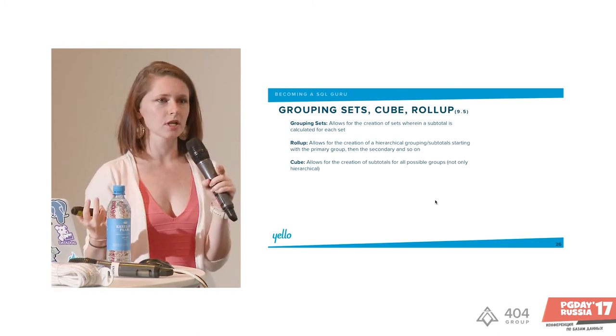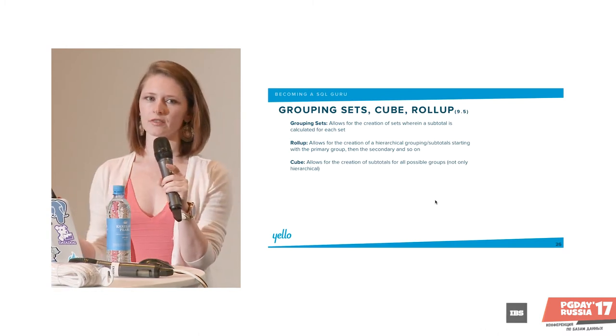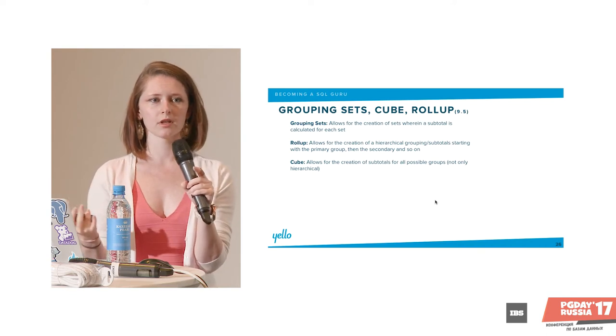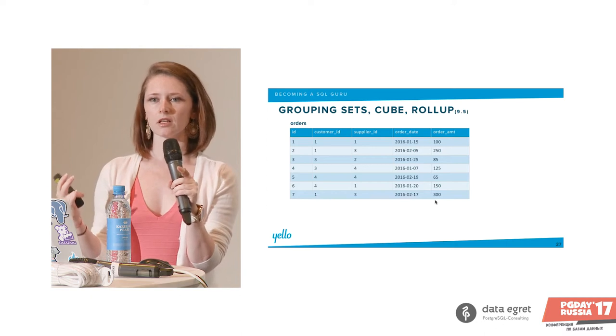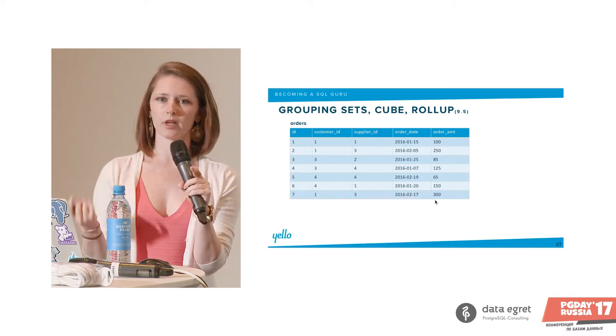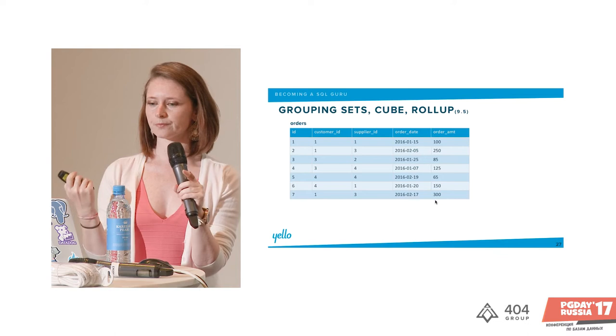There are also a couple shortcuts. So to build a hierarchy of sets, you can use a keyword of rollup. And to create a multi-directional, non-hierarchical grouping set, you can use a cube. And we'll go through examples of each of these.